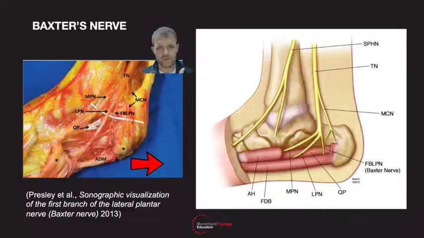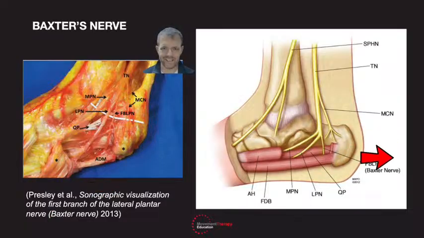So there's lots of other structures that are around that medial heel. So it might not be plantar fascia, but it's very common for it to be misdiagnosed as a plantar fasciopathy. But if it's not getting any better with the usual plantar fascia treatment, then maybe we need to look at something else. Okay, and one of the things may be the Baxter's nerve. So it's the first branch of the lateral plantar nerve, which is that FBLPN. Okay, lovely.